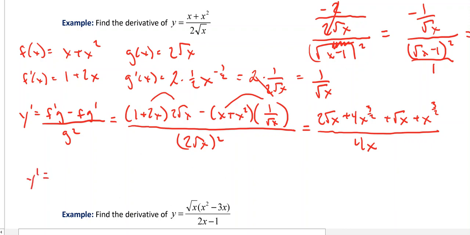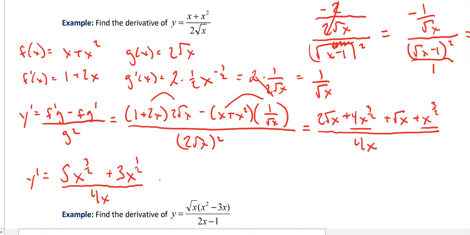Okay, so this term and this term can be combined. I have 4 plus 1 is 5x to the 3/2. And then 2 radical x plus radical x can be combined to give me 3 radical x. Or, just to be consistent, that's the same as 3x to the 1/2, and that's being divided by 4x.